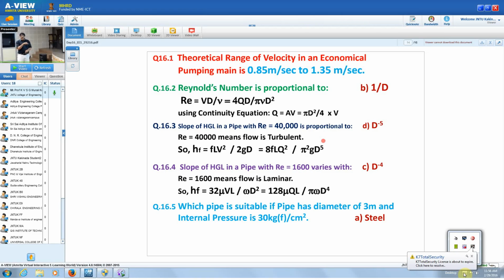And for any pressure more than 20 kg per centimeter square, cast iron is not used. RCC, they all become useless. HDPE, they are not used for high pressures. Only steel is used. Cast iron is also used for a head of 200 meter, that is 20 kg per centimeter square. So that is why he has given it as 30 kg force per centimeter square. 1 kg force per centimeter square is also called 1 bar. So in the next examination he may give it as 30 bar. You should not fumble. Next please.